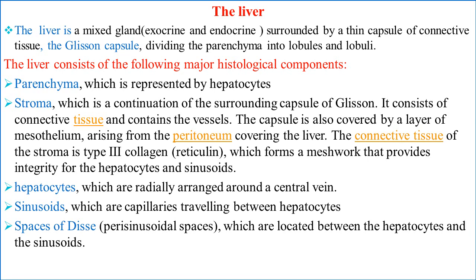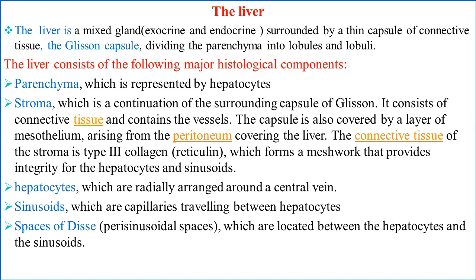كان الليفر هو mixed gland، exocrine وendocrine gland، محاط بكبسول. هاي الكبسول تسمى جليسون كبسول. ما راح تدخل هاي الجليسون كبسول إلى داخل البارينكايما. البارينكايما هو المكون الرئيسي للليفر. عندما تدخل هاي الجليسون كبسول تقسم هاي البارينكايما إلى فصوص وفصيصات.